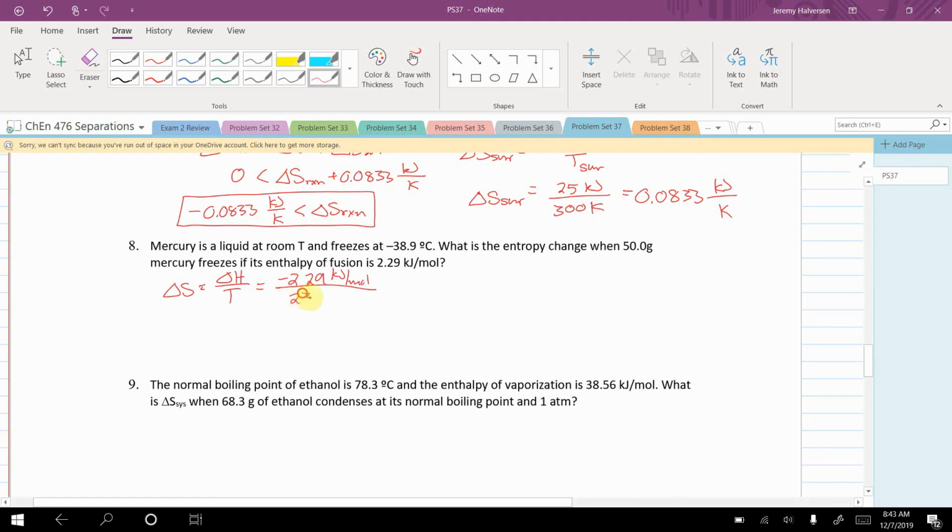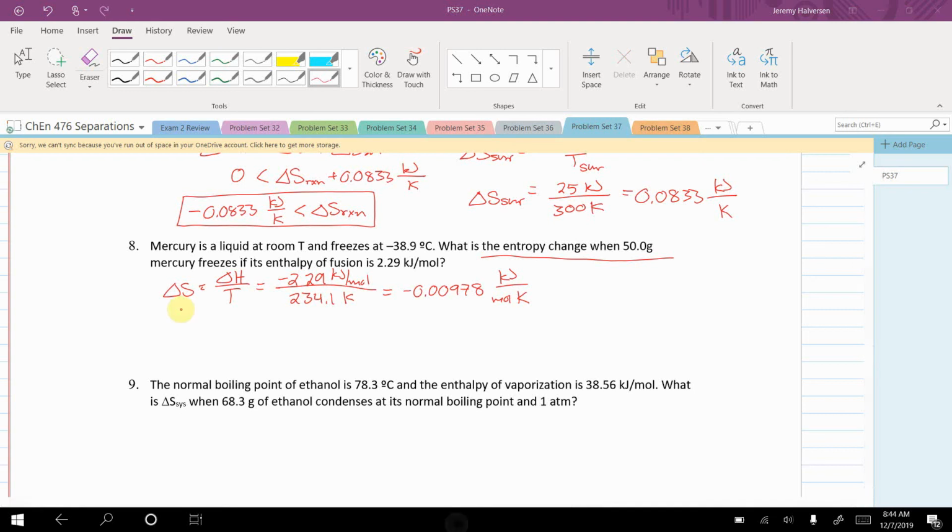Add 273 to that, I get 234.1 Kelvin, which gives me kilojoules per mole Kelvin. Okay, just make sure that number's right before I move on. But is that the entropy change when 50 grams of mercury freezes? No, because that's per mole. So this is the entropy change when 1 mole freezes. So how would I figure out for 50 grams? Well, I would just multiply it by however many moles 50 grams is.